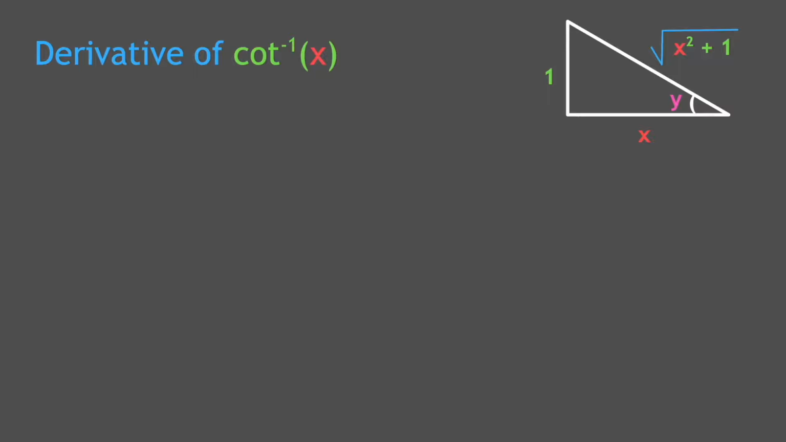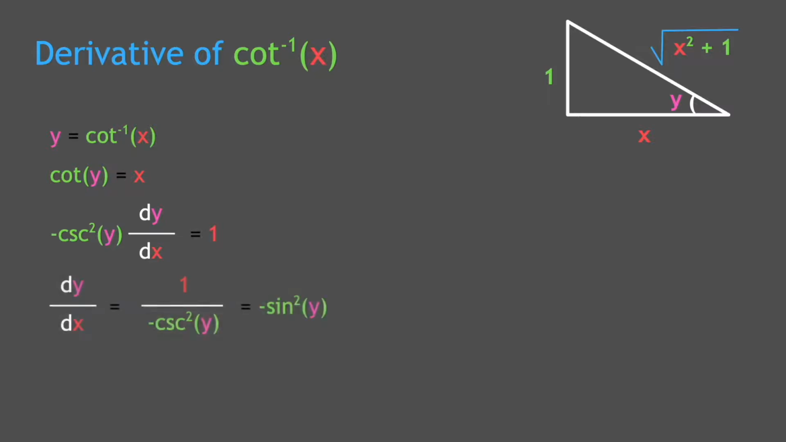So let's set up an equation and have that y is equal to the inverse cotangent of x. And from here, we can solve for x and get that the cotangent of y is equal to x, and then take the derivative of both sides, giving us the negative cosecant squared of y times dy over dx is equal to 1. From here, we want to solve for dy over dx and get that dy over dx is equal to 1 over the negative cosecant squared of y, which can also be written as negative sine squared of y.